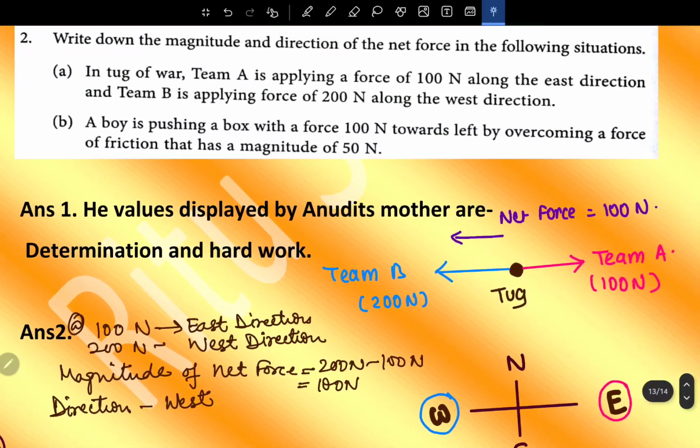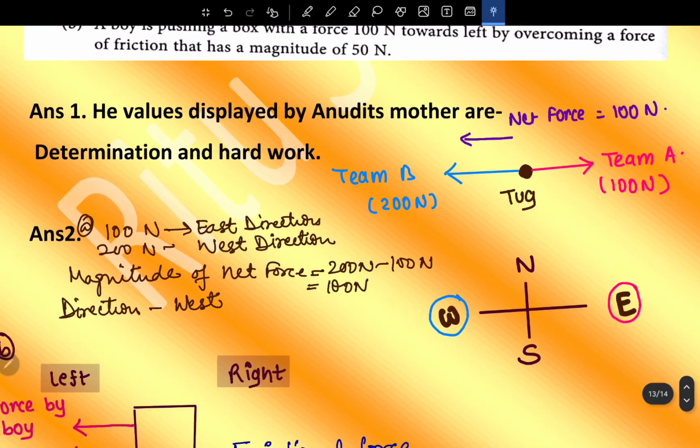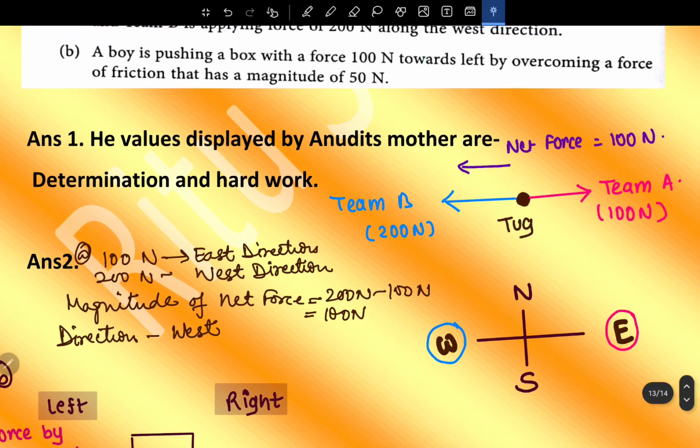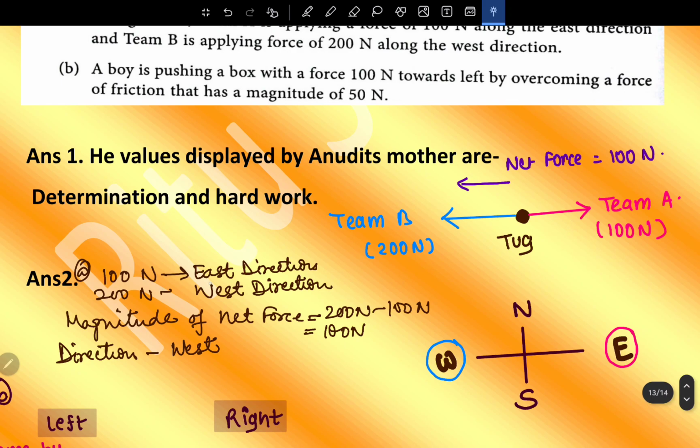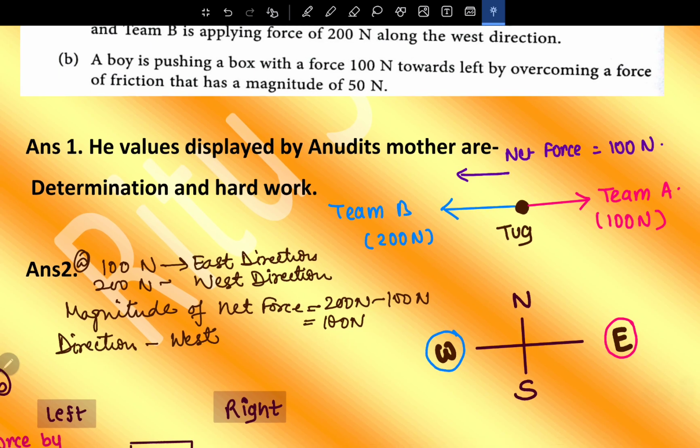Now write down the magnitude and direction of the net force in the following situation. In a tug of war, team A is applying a force of 100 Newton. So here you can see the 100 Newton force. This is the direction, west and east. According to the question, 100 Newton force is applied in the east direction and 200 Newton in the west direction. So the net force will be 200 minus 100 Newton, which is 100 Newton, and the direction will be west.